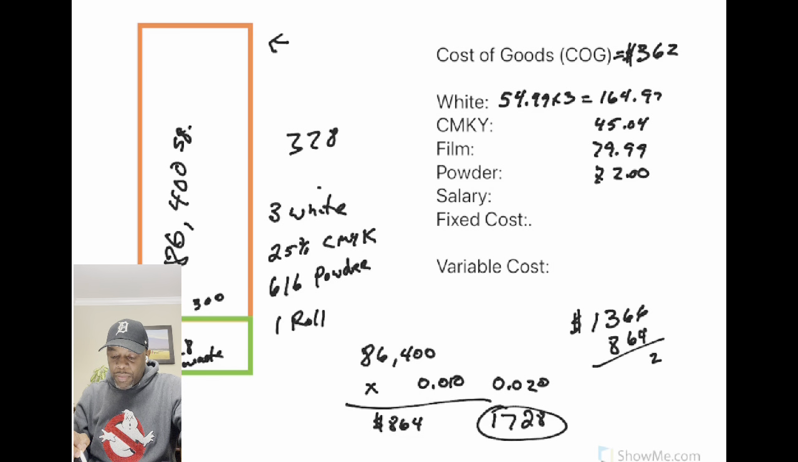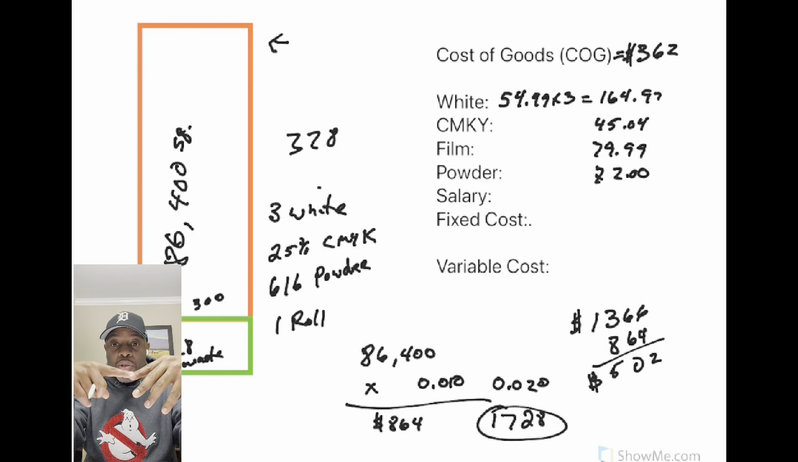All right. So once you take out that $864, how much money do you have left? It's $502. Now that $502, that has to go towards how much is your rent? How much is your utilities? How much is your electric? Your internet, right? Now, granted, that's only one roll.